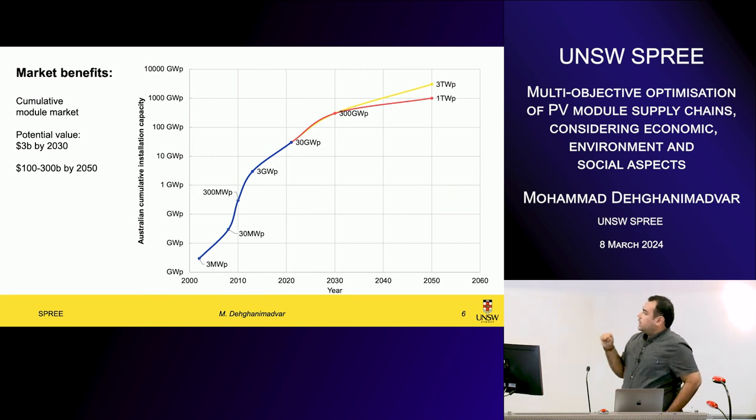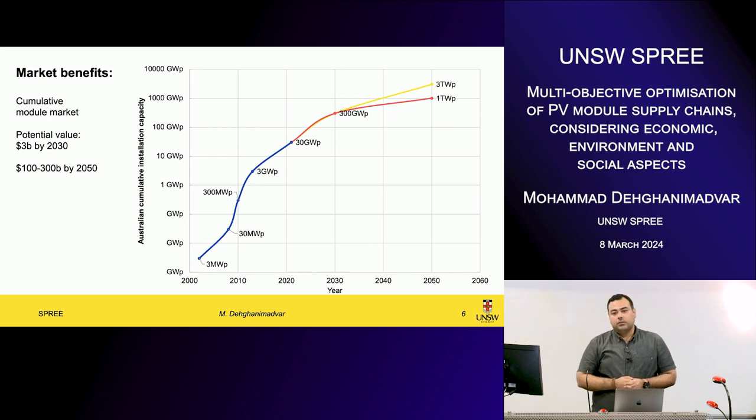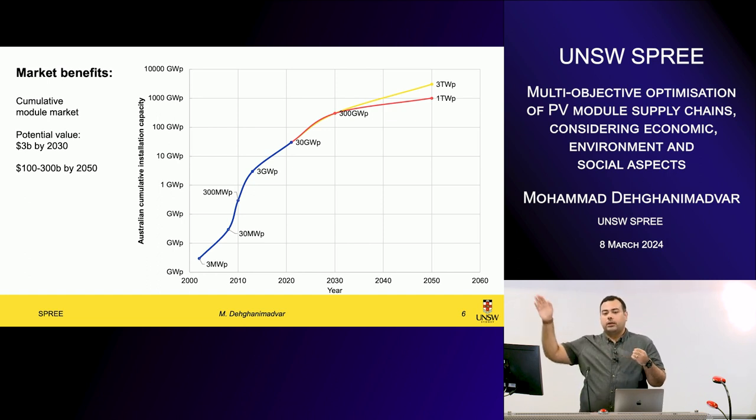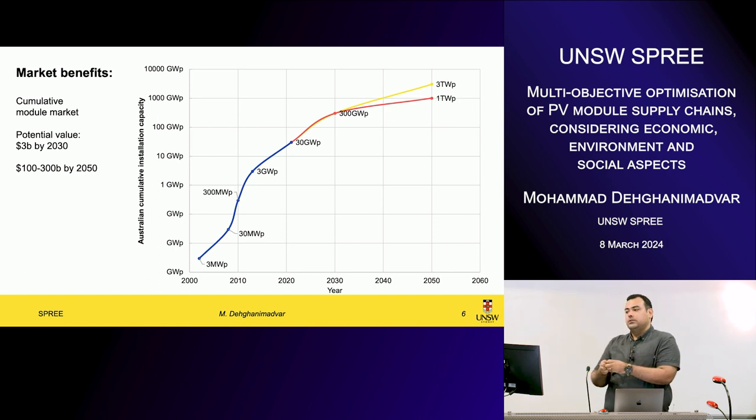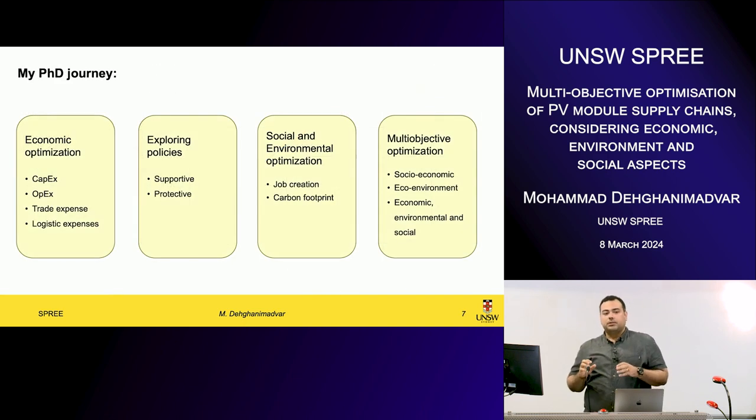The blue line shows the cumulative installed capacity so far. As you can see, from 2010 with 30 megawatts of installation in Australia to 2022, we reached 30 gigawatts. If we go at the same pace, by 2030 we can reach 300 gigawatts, which is worth about $3 billion. So there is a huge market. And if we keep going, there is more than that, about 100 to 300 worth of module market value in the future.